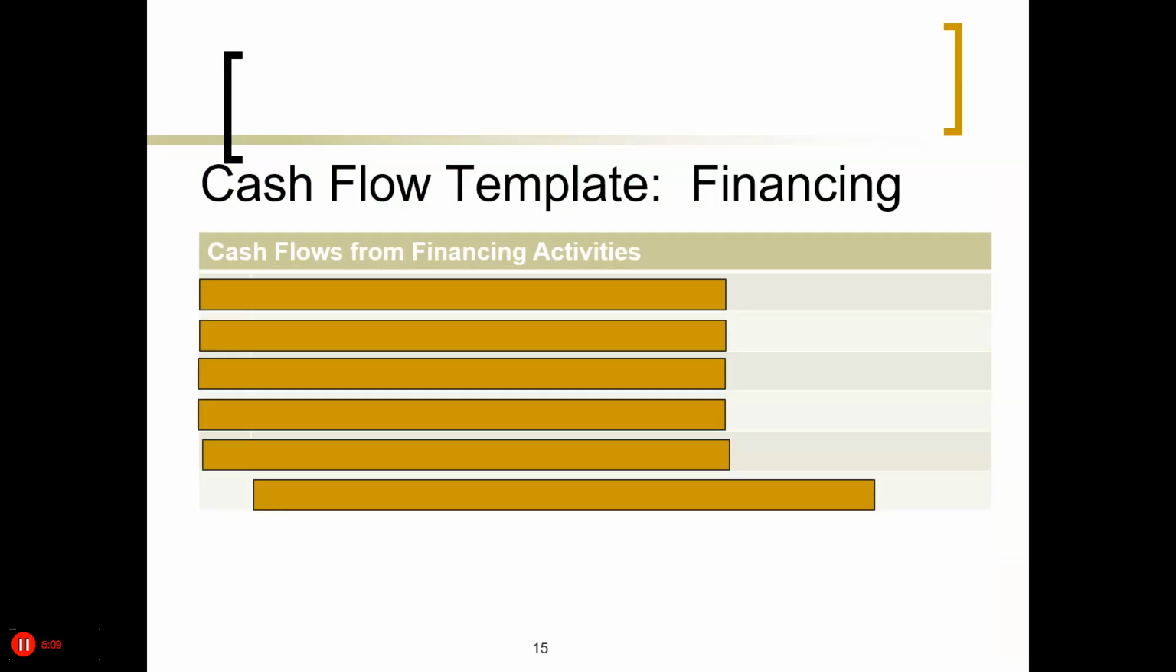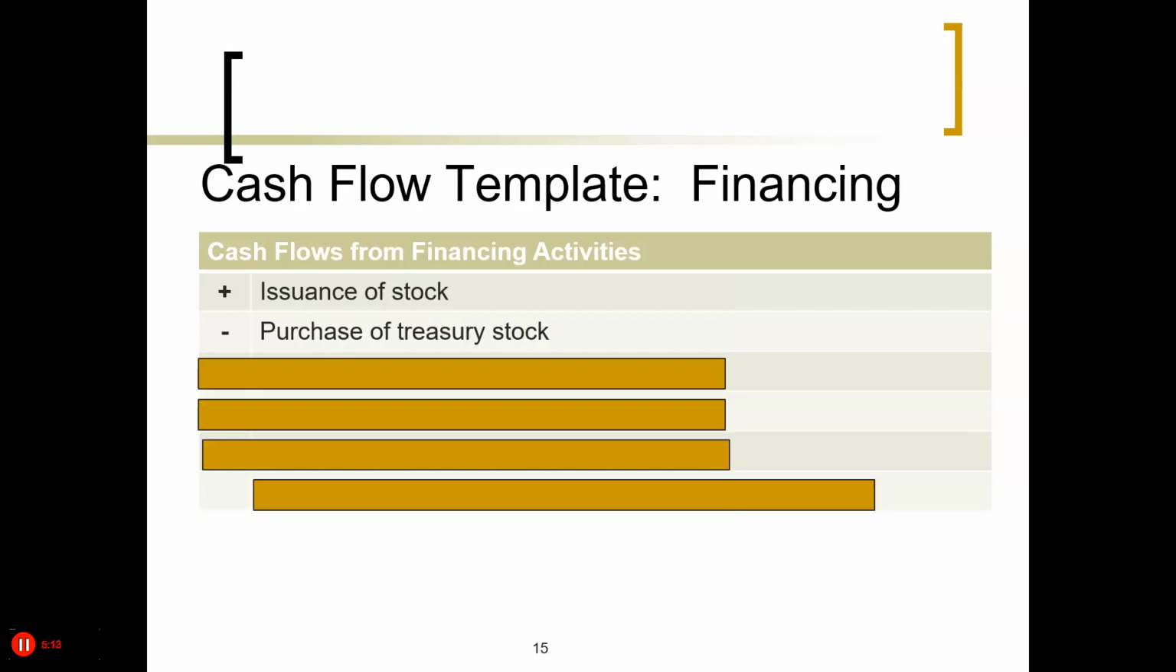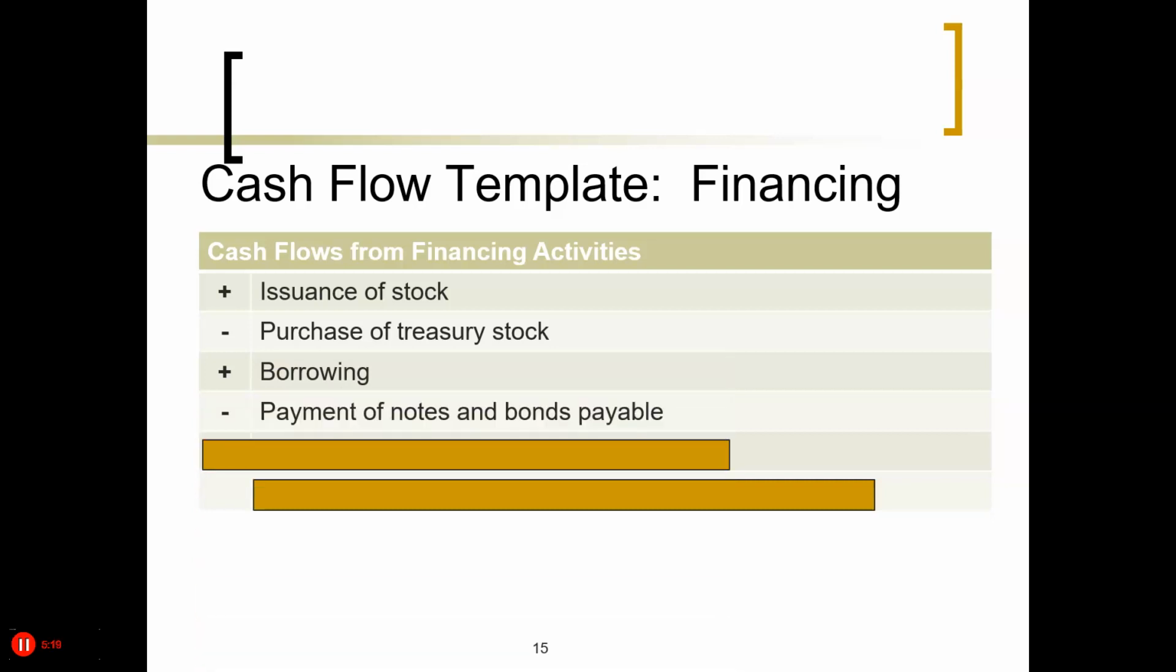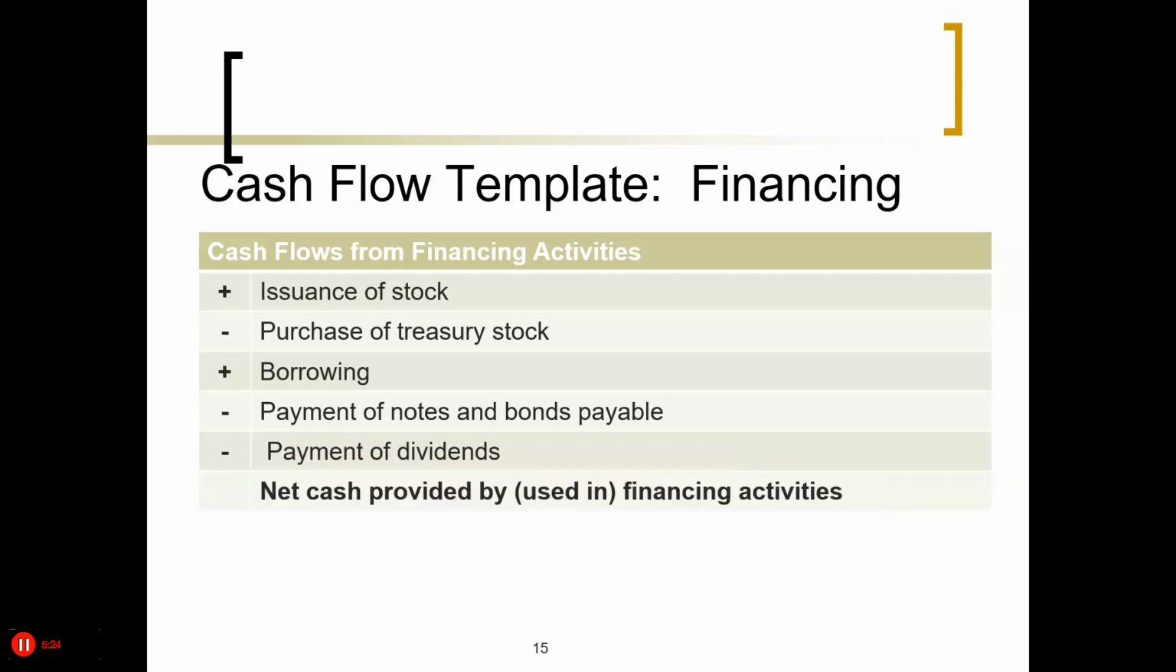Now we'll go to financing activities. If we issue stock, we're going to get cash. If we buy back our own stock, it's going to use our cash. If we borrow, we're going to get money. If we pay back, we're going to lose money. If we pay dividends, we're going to lose cash. And that gives us net cash used in financing activities. So let's look at an example.